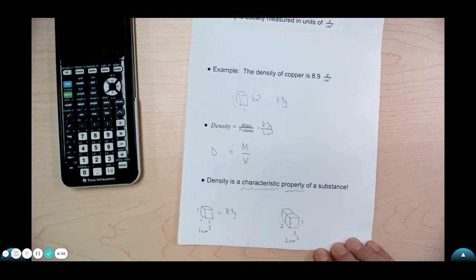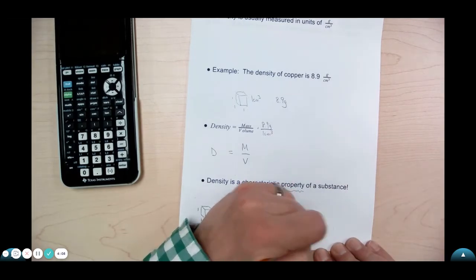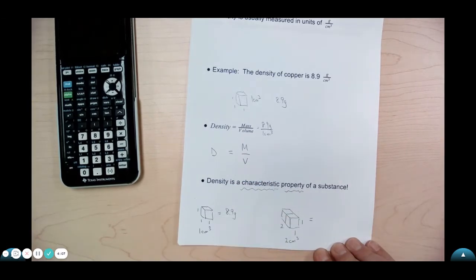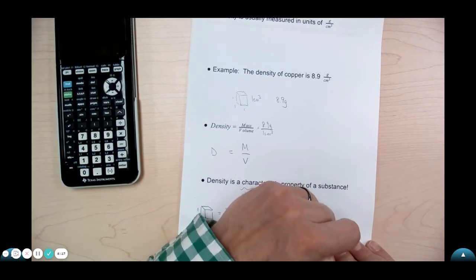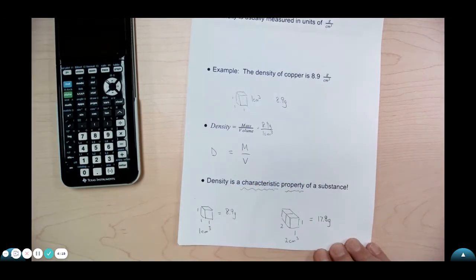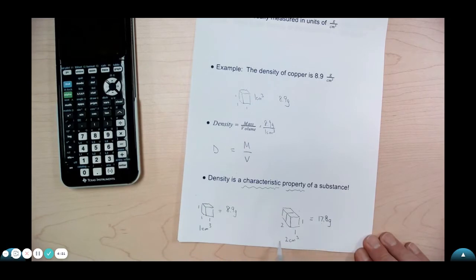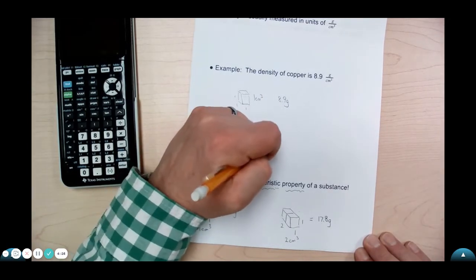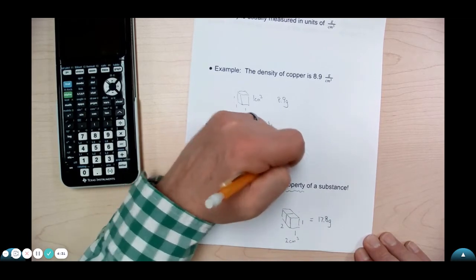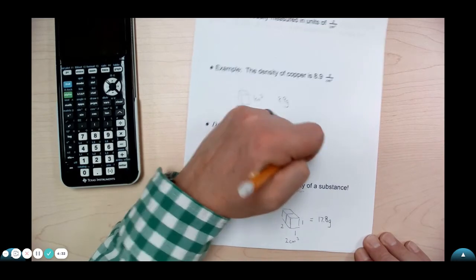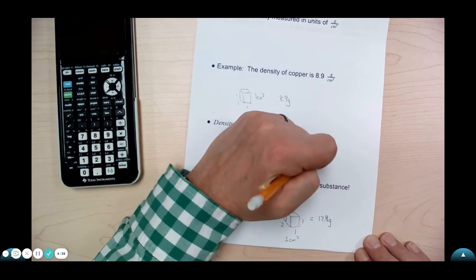But its mass would also be bigger. How big would it be? Well, it stands to reason if it's twice as large, it would have twice as much mass. So that would be 17.8 grams. Well, it's got a bigger mass, but it's also got a bigger volume. Go back to our equation. 17.8 grams divided by 2 cubic centimeters gives you 8.9 grams for every cubic centimeter.